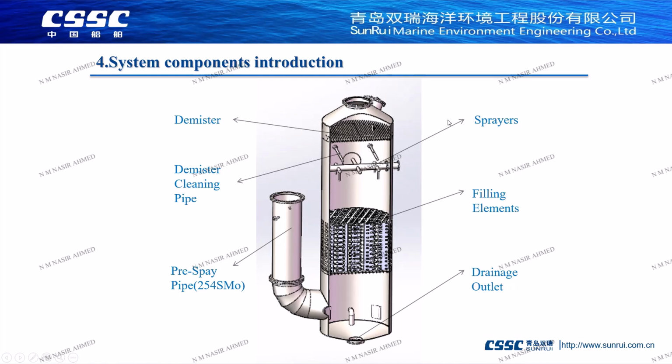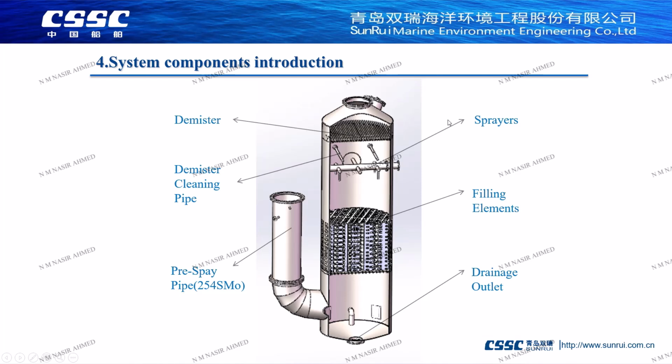For a U-shaped tower, the internal structure mainly includes: first, the pre-spray part. The pre-spray part is the cooling effect of the flue gas. And then the bottom is the outlet for the discharge. The middle part is the filler. The filler is metal filler. The main function of the filler is to ensure that the sprayed seawater is in close contact with the discharged exhaust gas. Ensure that the sulfur dioxide in the flue gas is fully absorbed.